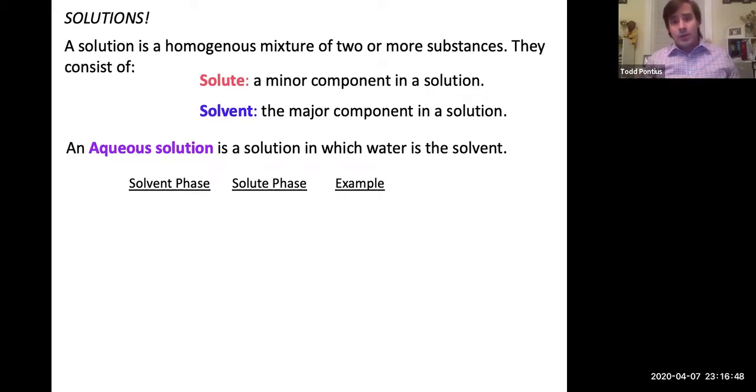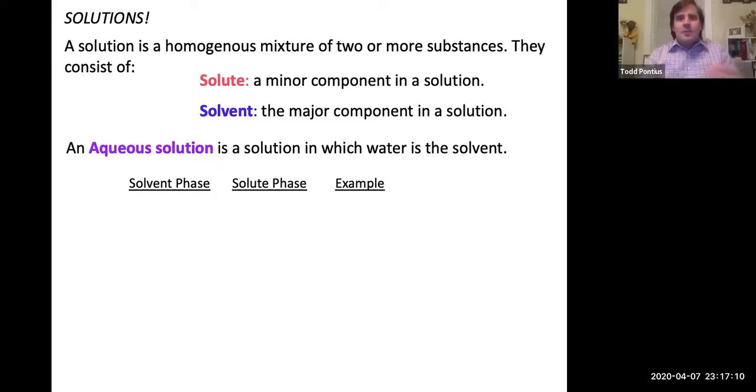There's the solute. A solute is a minor component in a solution, and the solvent, which is the major component in a solution. So we usually say that you dissolve the solute into the solvent. An aqueous solution, that's going to be particularly important in the rest of this class and in other chemistry classes, is a solution where water is the solvent. Pretty important solvent.